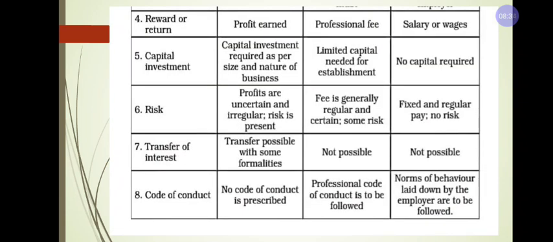And the fourth one, reward or return. What is called return? In business, we will get return. Before that, to get return, what do you have to invest? The capital. In business, if you invest the capital, you will get a return called profit. In profession, you will get a fee. It is not money, it is a fee.